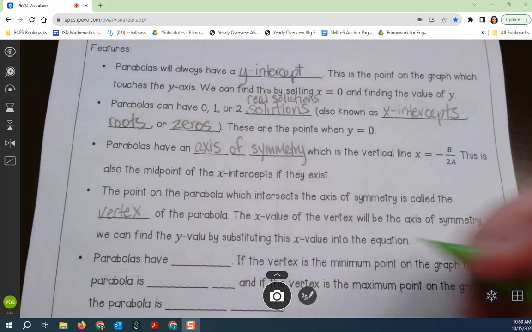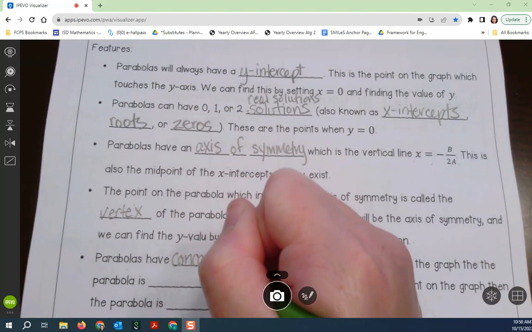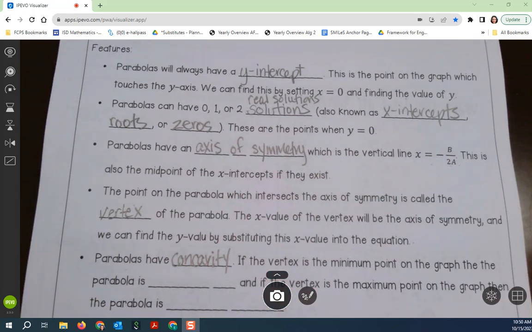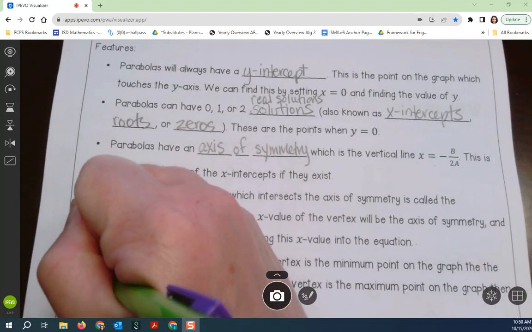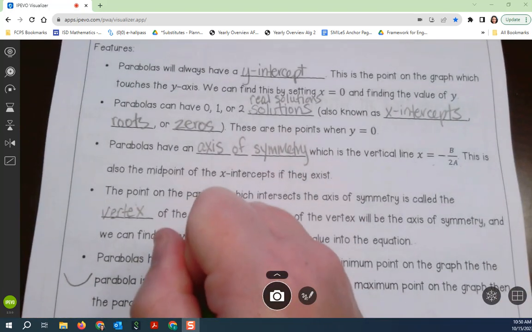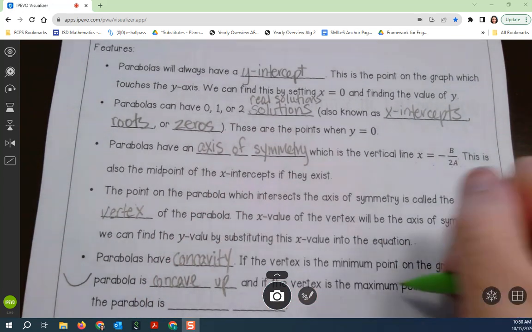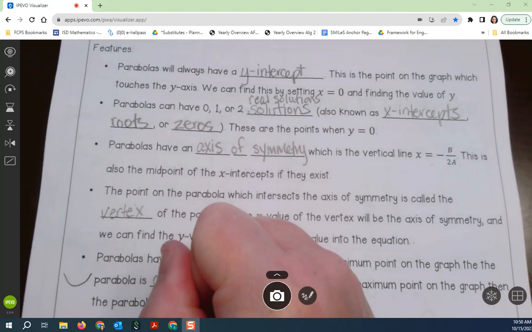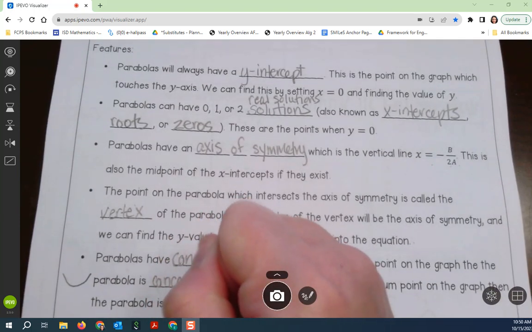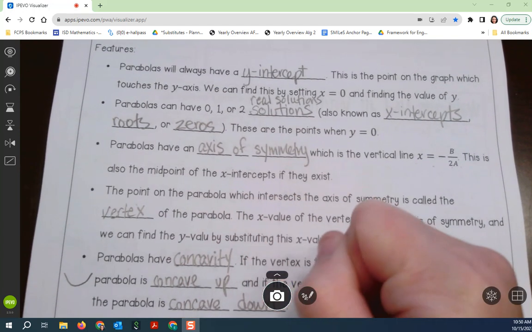Parabolas have concavity. If the vertex is the minimum point, then the parabola is concave up. So it would look like this if it's concave up. And if the vertex is a maximum point on the graph, then the parabola is concave down. And it would look like a frowny face, like this.